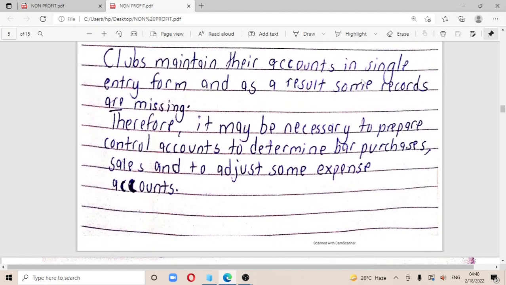So clubs maintain their accounts in single entry form. As a result, some records can get to be missing.